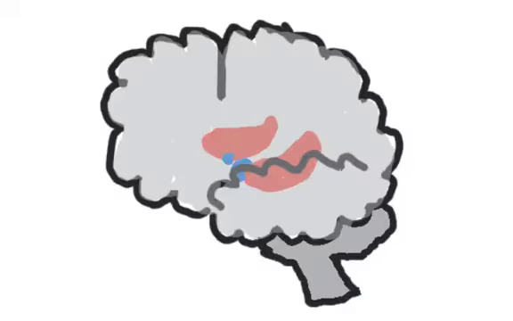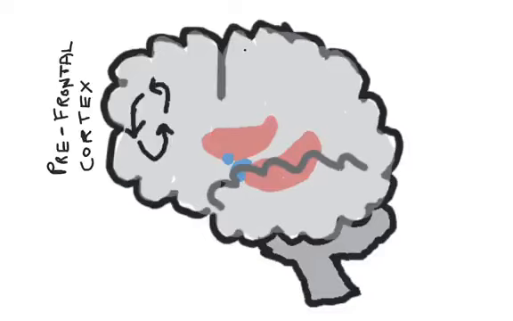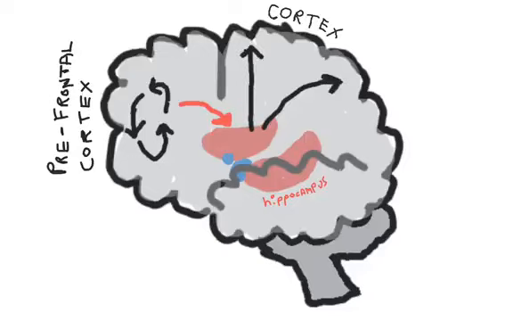Let's start with memory. Short-term memory involves electrical activity in the prefrontal cortex. If these action potentials here stop firing, the memory will be lost. To convert this into a more long-term memory requires activity of the hippocampus. These brain regions can consolidate short-term memories into long-term memories that are stored elsewhere in the cortex.